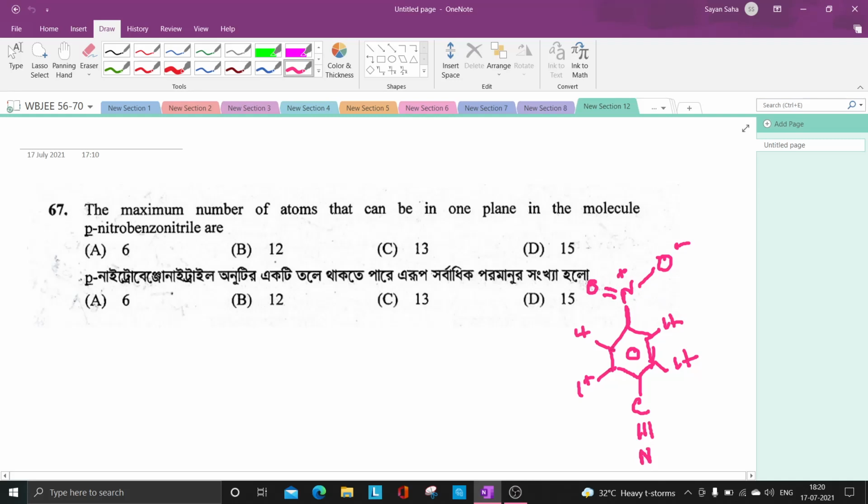So total how many atoms are in this plane? 6 carbon, 8 plus 4 oxygen, hydrogen, 12 plus nitrogen and 2 oxygen, 15. So the answer will be D. Okay. 67's answer will be D.